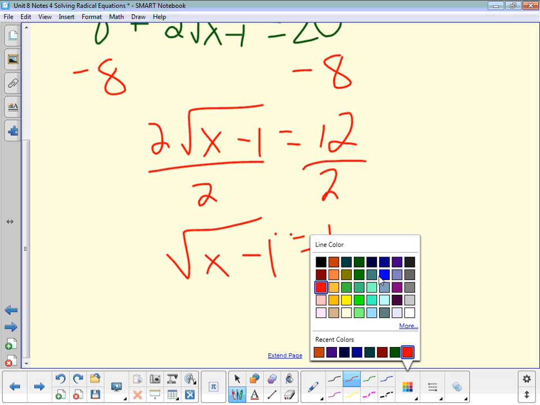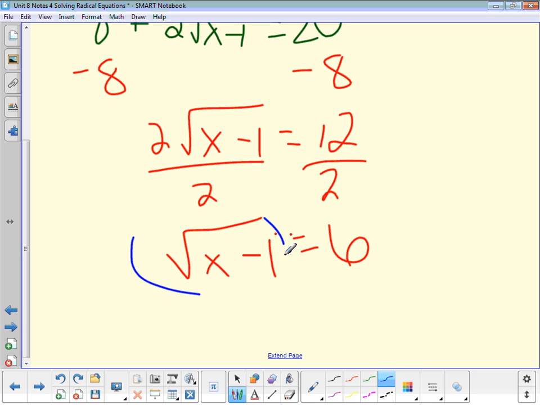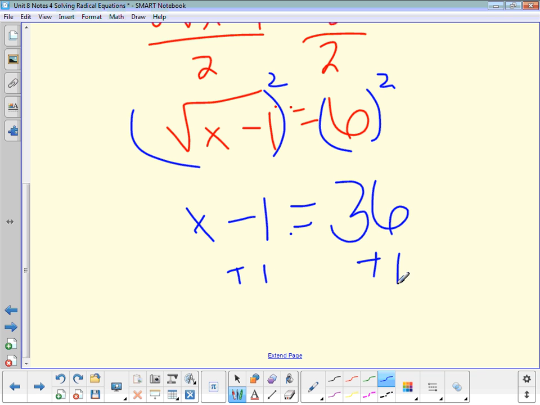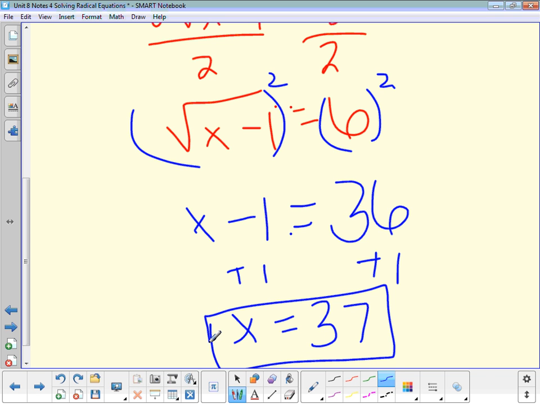Now that that radical is completely isolated, I can go ahead and square both sides. So that's what I'm going to do. When I square a square root, I'm left with x minus 1 underneath. And then I get 36. Now I'm not completely done because I have to solve all the way for x. So I'm going to add 1 to both sides, and I get that x is equal to 37. So it asks us to find the value of x, which we did. So we're done on this one.